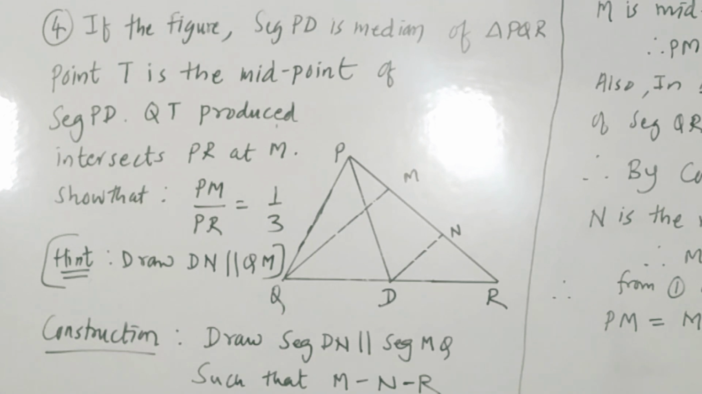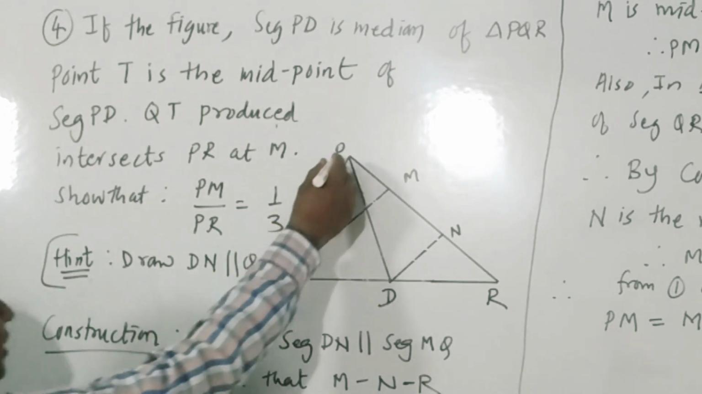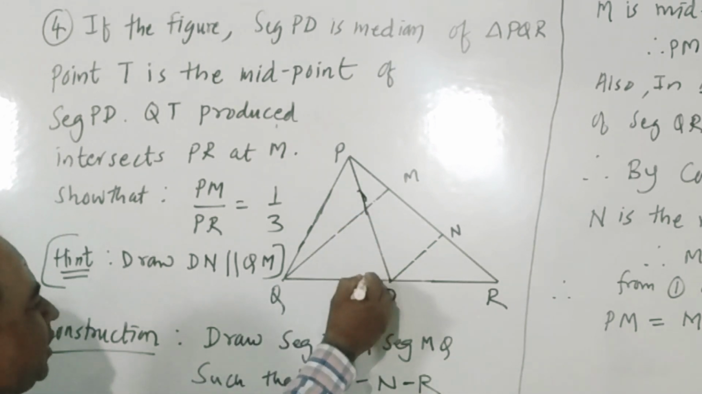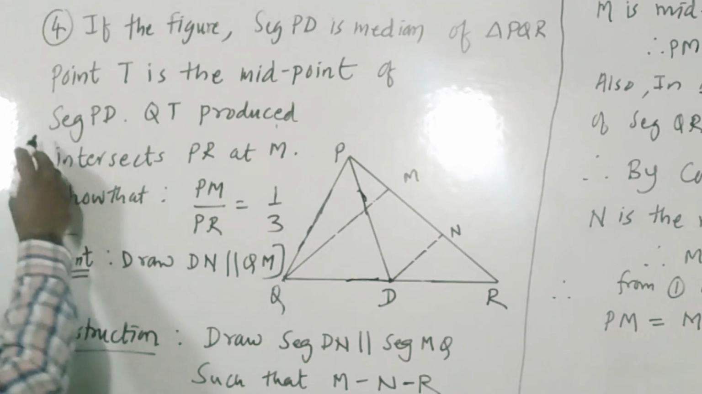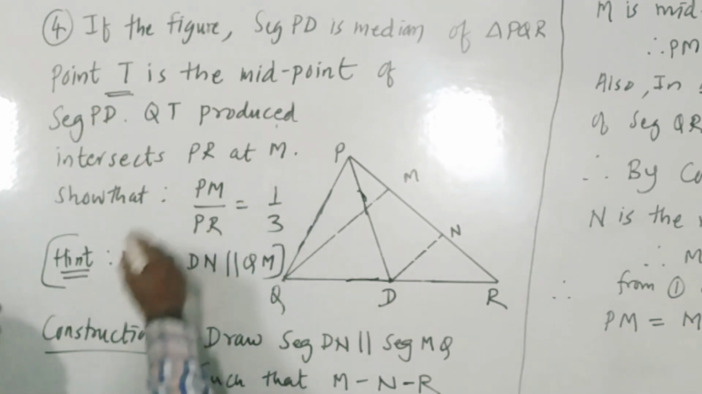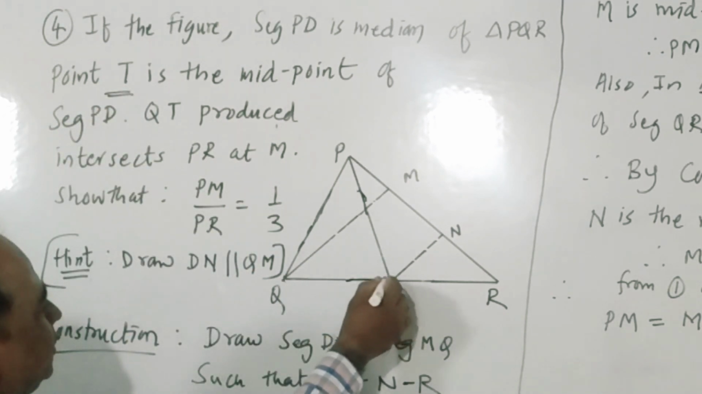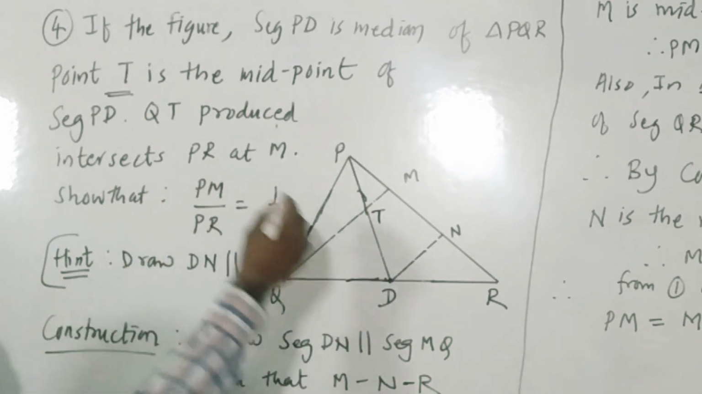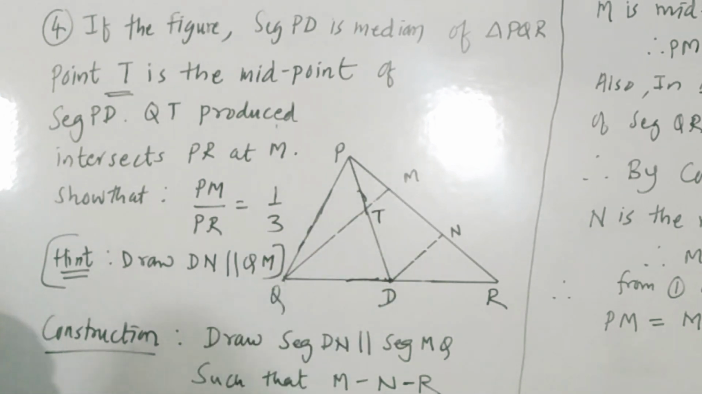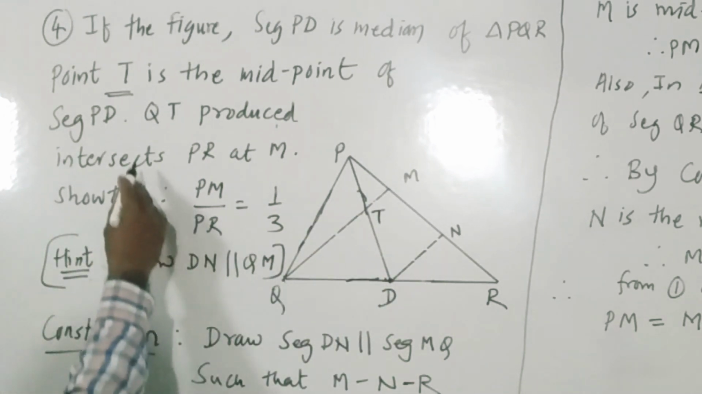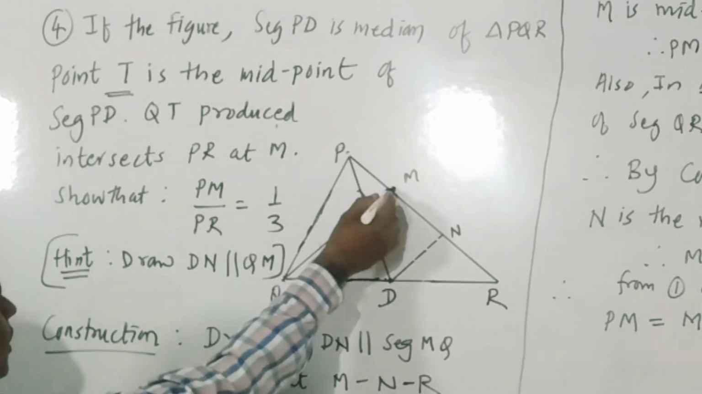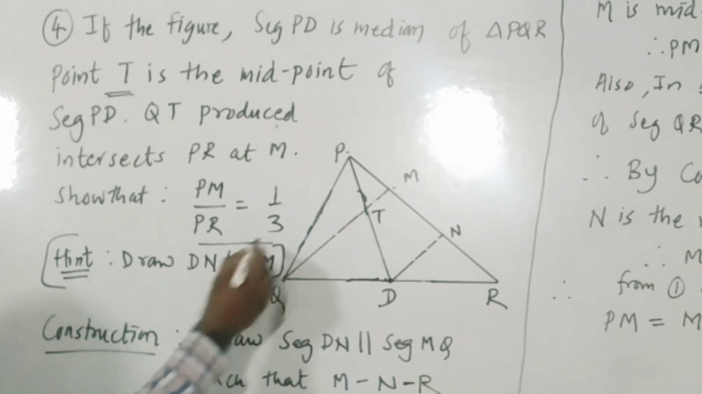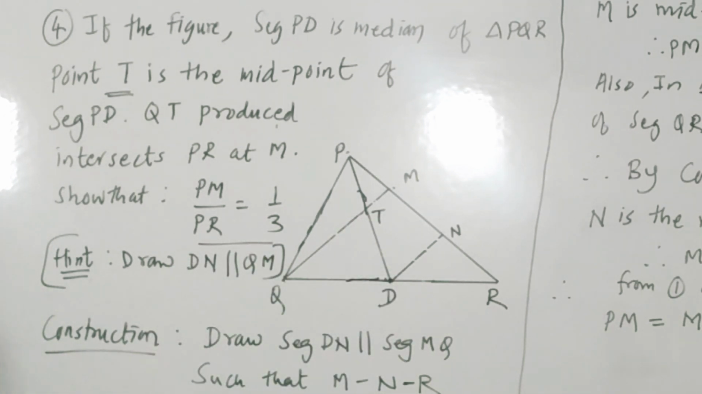Fourth example. In the given figure, PD is the median of triangle PQR. Point T is the midpoint of side PD. Produce QT to intersect PR at M. Show that PM upon PR is equal to 1 upon 3. This we have to prove.